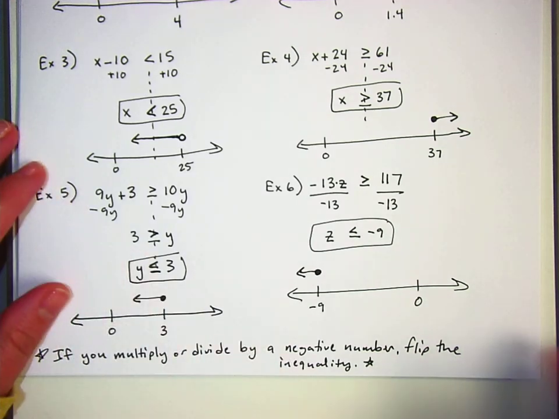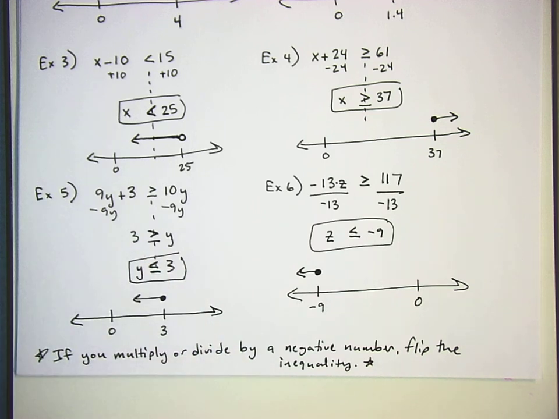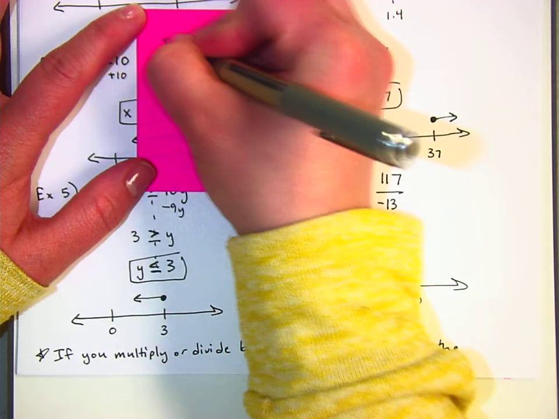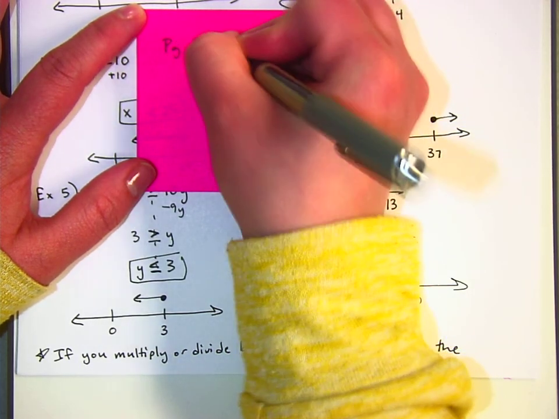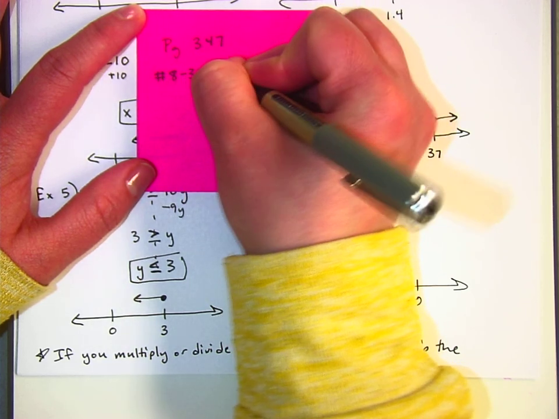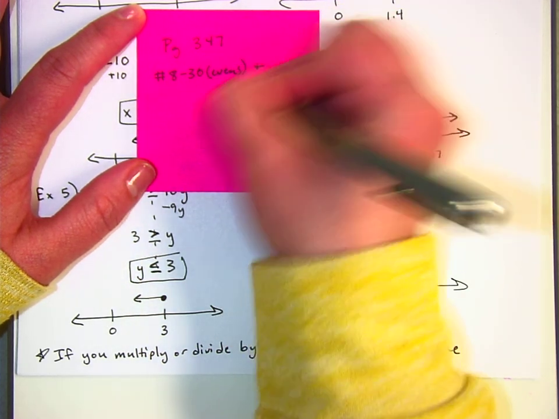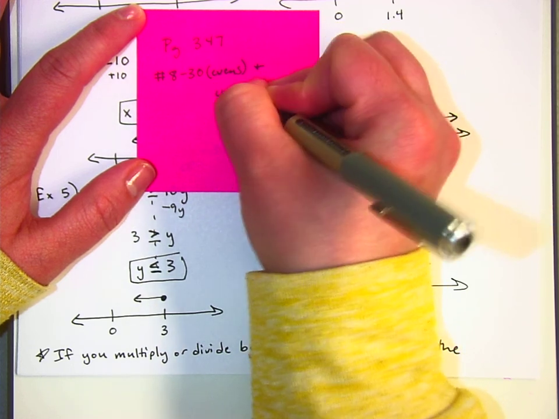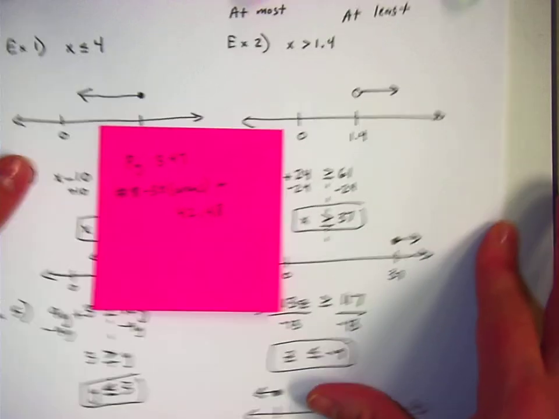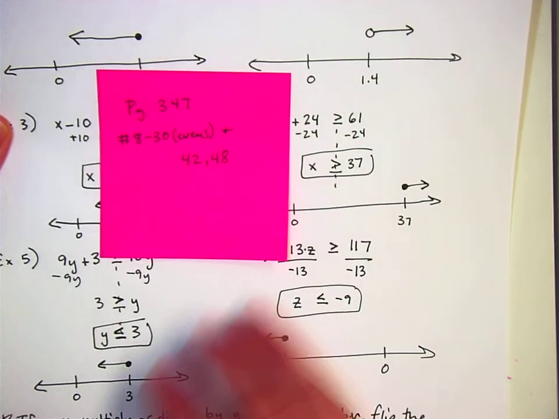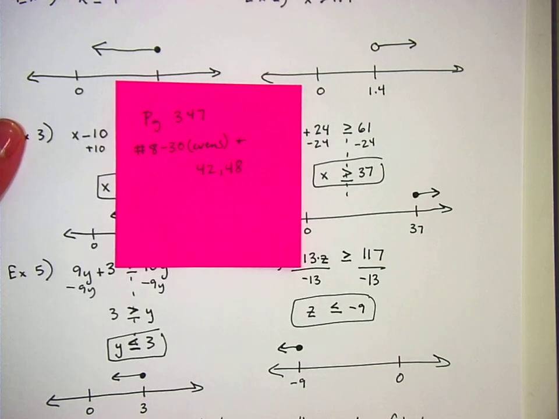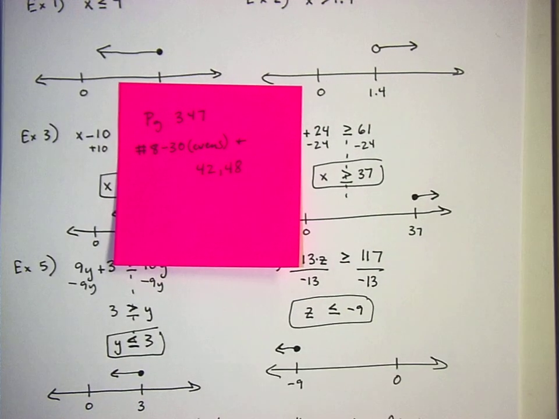All right, your homework assignment is page 347, numbers 8 through 30 evens, and 42 and 48. They should go pretty fast for you. Again, it says page 347, 8 through 30 evens, and then 42 and 48.